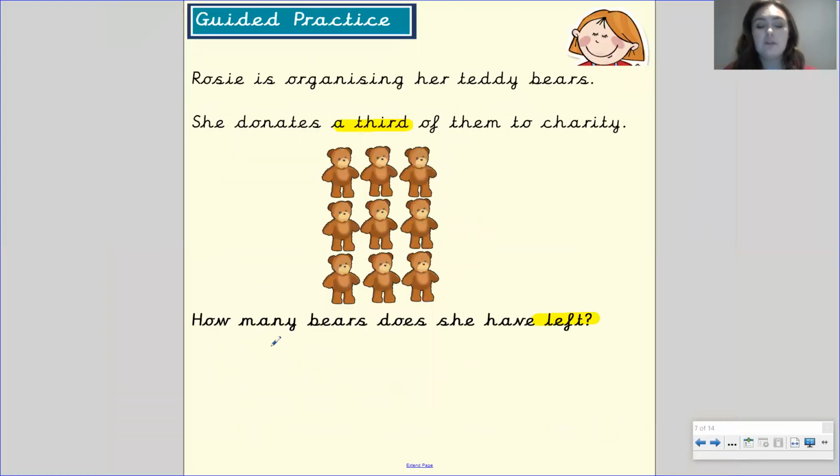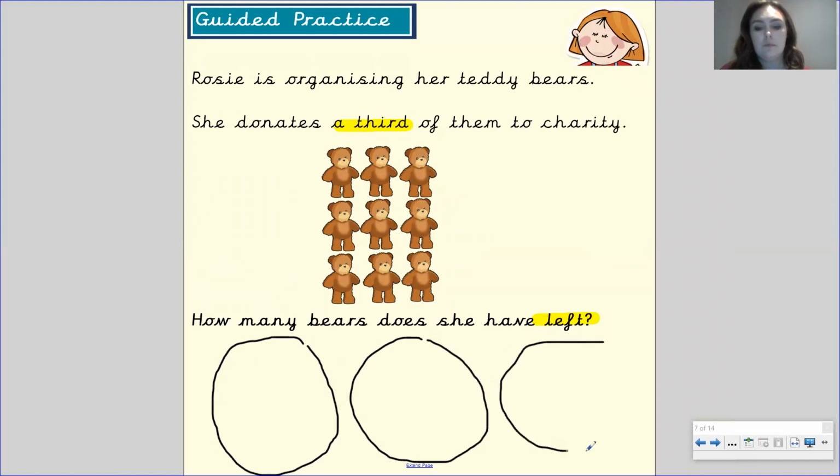Well done. We're going to have to share these bears into 3 equal groups. So let's draw our groups again. 1, 2, 3. So there's our 3 equal groups. Now let's count to see how many bears she has. So count with me. 1, 2, 3, 4, 5, 6, 7, 8, 9. Okay, so she's got 9 bears.